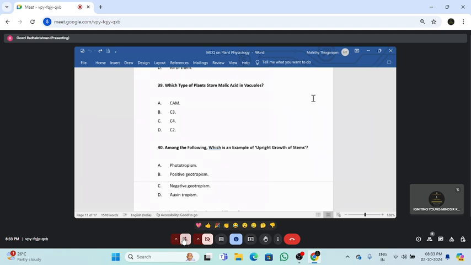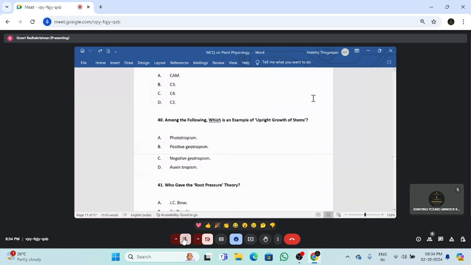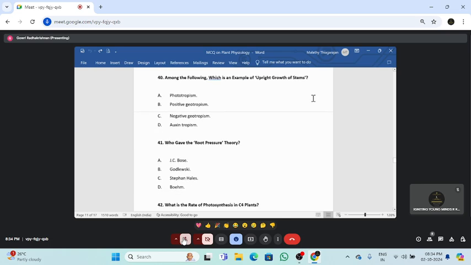CAM plants again. Option A. Question number 40. Among the following, which is an example of upright growth of stems? Option C, ma'am. Option C. You say negative geotropism?